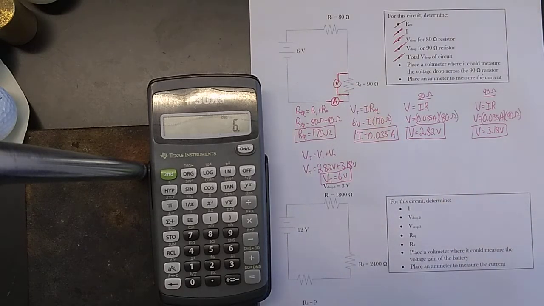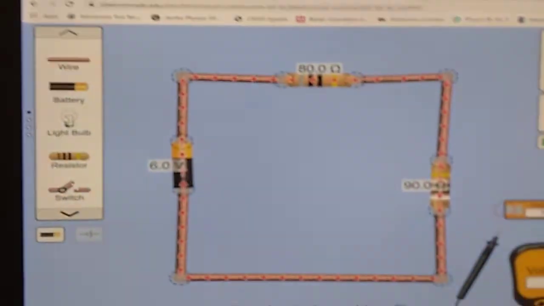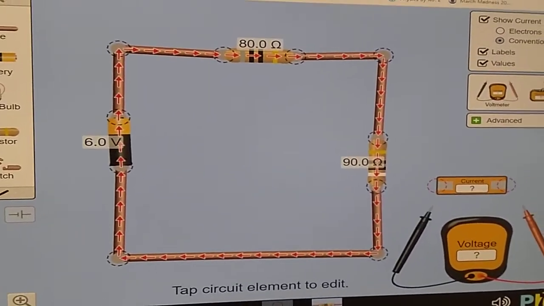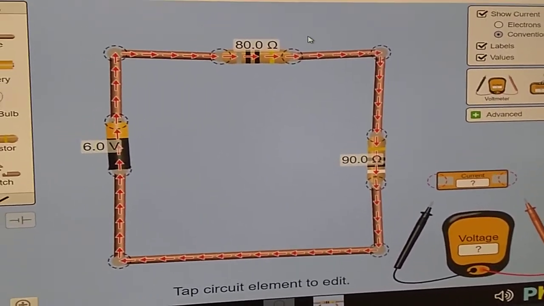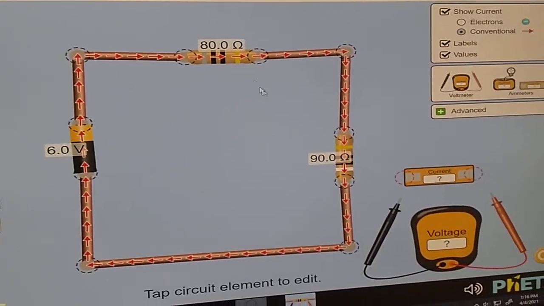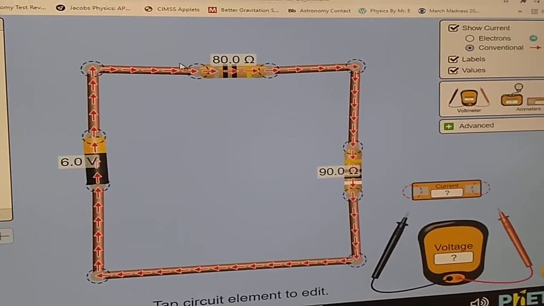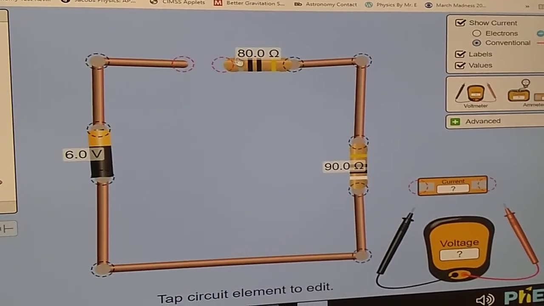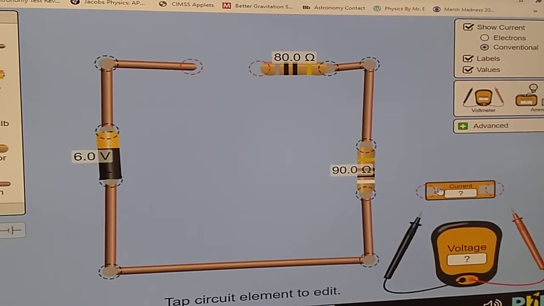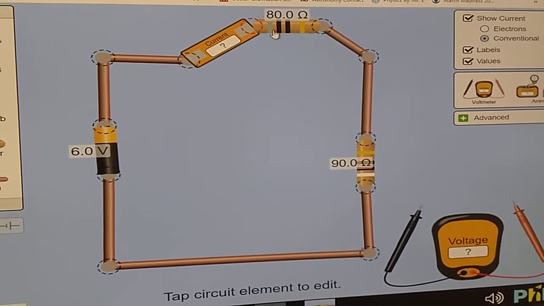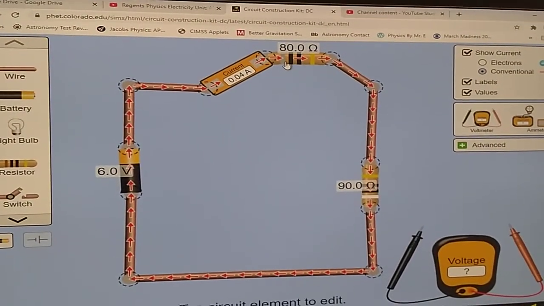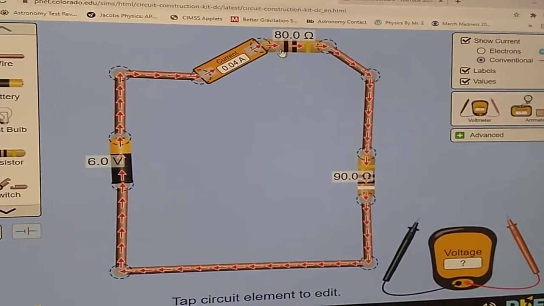Let's go to the simulation just to check this. We have a 6-volt battery and an 80 ohm resistor and a 90 ohm resistor. And now we're going to check everything. We know the equivalent resistance is going to be 170 ohms. So I'm going to insert the ammeter right here just to prove that. Okay. We said that the current was going to be 0.035. We get a current of 0.04. Within rounding, that's absolutely fine.